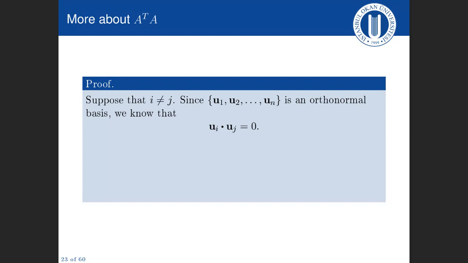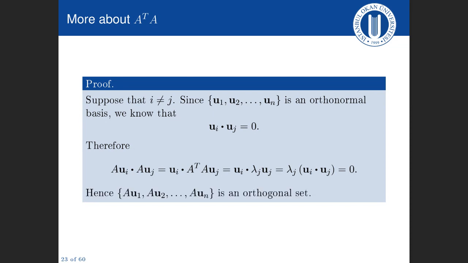Let's start by supposing that I is not the same as J. Because we have an orthonormal basis, take any two of these vectors and they're orthogonal. Ui dot uj must be the number 0. Therefore, AUi dot AUj, I'm using the same trick here where I can move the matrix A from the first vector to the second vector as long as I take its transpose. But that's ui dot lambda j uj. But that's 0 because ui is orthogonal to uj. So as long as I is not the same as j, AUi and AUj will be orthogonal. Hence, the set of AU1 up to AUN is an orthogonal set.